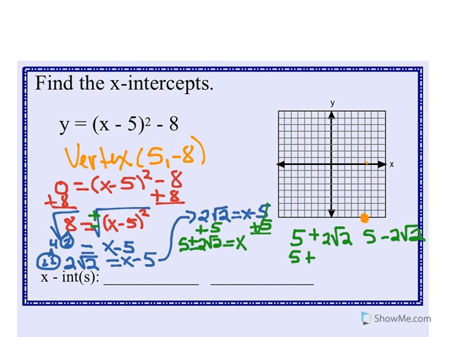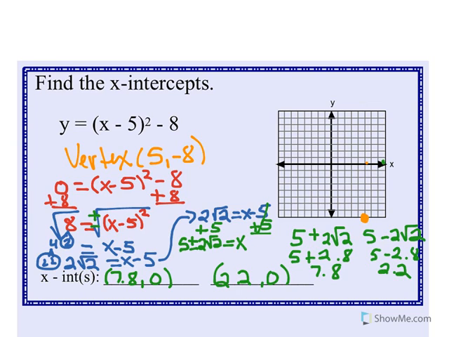So I'll have 5 plus, we'll round to 2.8, would be 7.8. So one of our x-intercepts is at 7.8. If we do the same thing and we do 5 minus 2.8, we will get 2.2. That is our other x-intercept. So if I go to graph now, I'm at 7.8 on the x-axis, and I'm also going to be at 2.2, just a little more than 2.